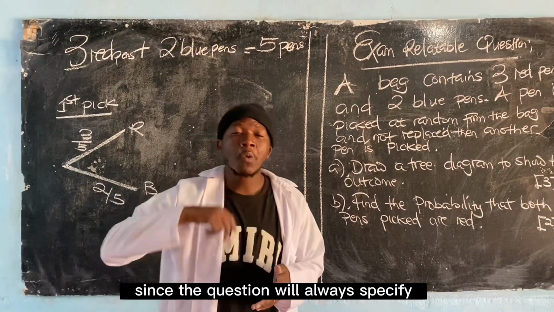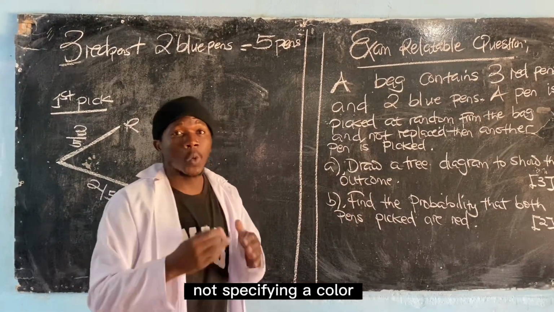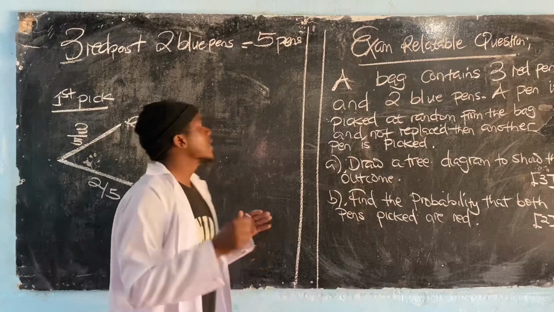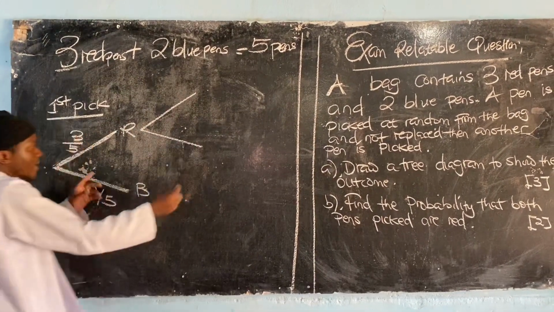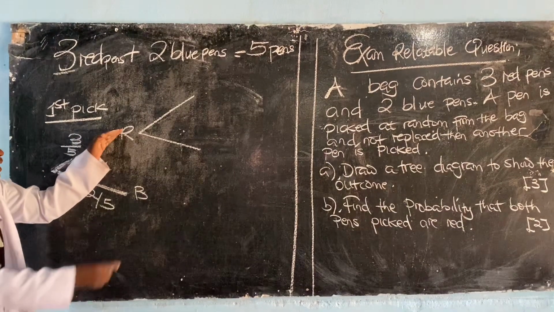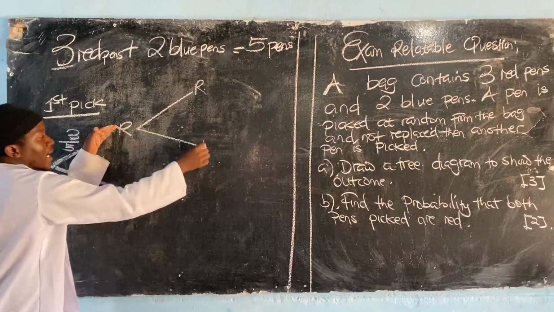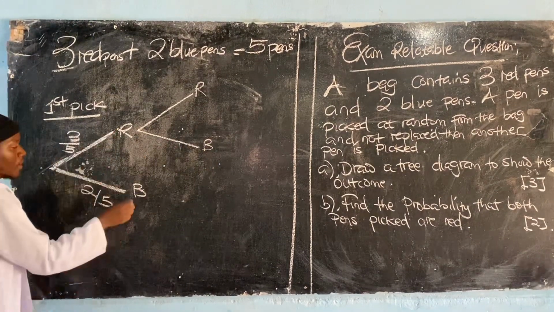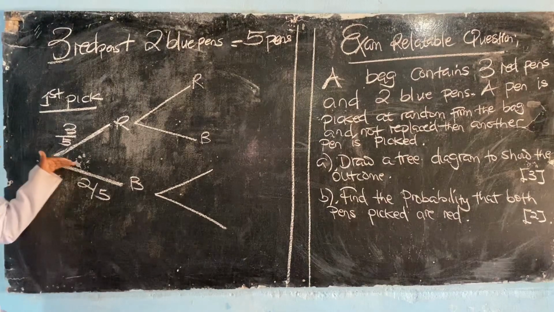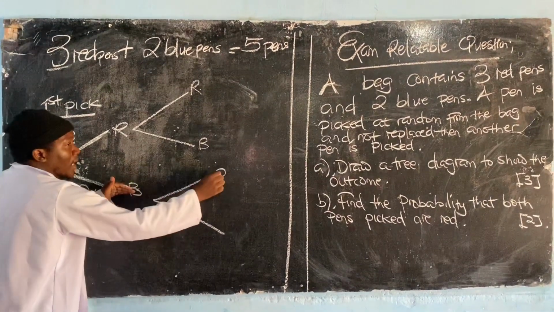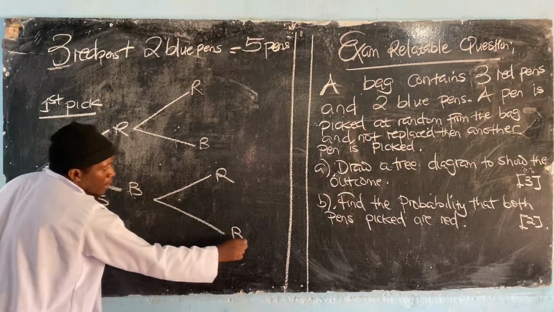Since the question always specifies that an item is picked at random, not specifying a color, then we're going to have another branch here, which simply means if I start with red, I can end up with red, or if I start with red, I can end up with blue. Then also on blue, we're going to put the same, where we say if I start with blue, I can end up with red. If I start with blue, I can end up with blue.